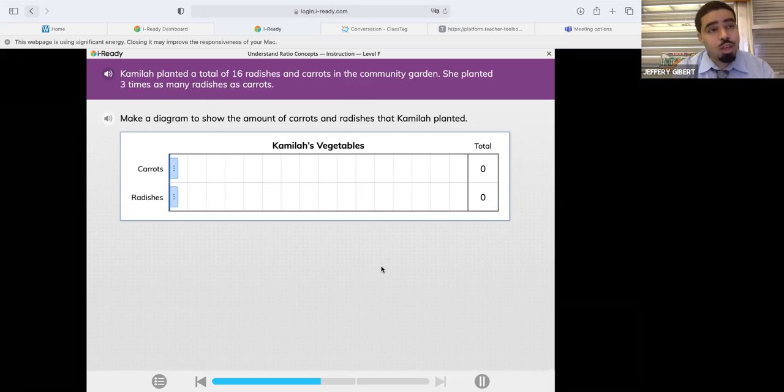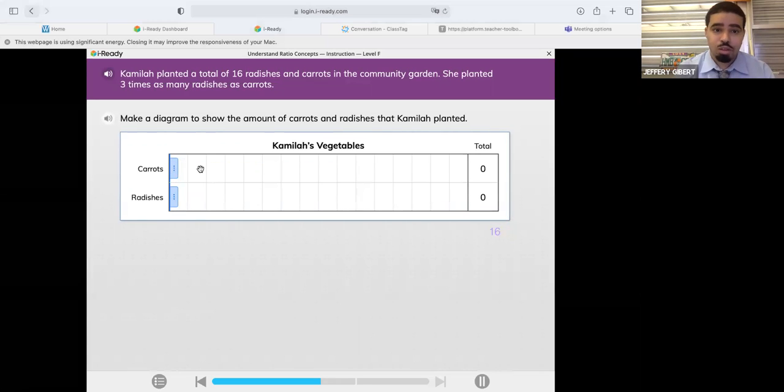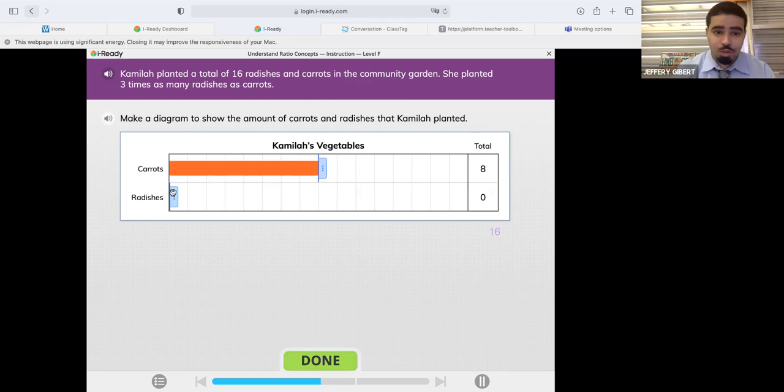All right, Torian, how many carrots and radishes do we need? 16. All right, so how many are carrots and how many are radishes? 8 carrots. So let's see what happens when we do 8 carrots. If we have 8 carrots and we need 16 total, that means we have to have 8 radishes. And they're the same. But it says you have 3 times as many radishes as carrots.